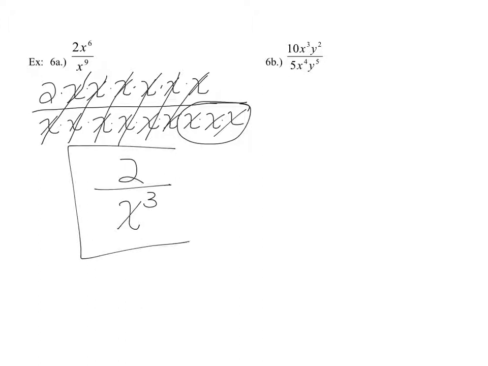So my answer is 2 over x to the 3rd. Now let's go ahead and take a look at 6b. Go ahead and expand it, right?